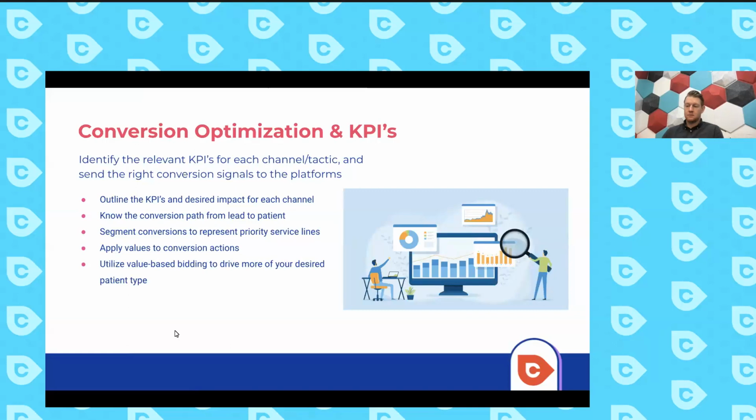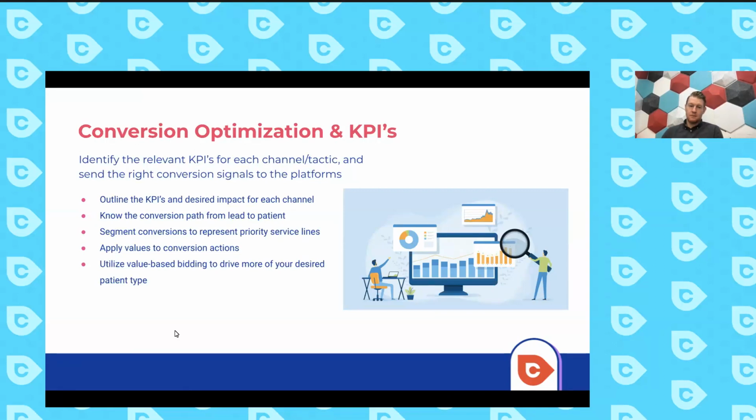Another thing we want to do is segment conversions to represent priority service lines. If we're able to say this is a conversion action that is, say, an injectable, or this one is a plastic surgery lead, then we can tell the system which is more valuable and assign values to these conversions and ask them to get more of these higher value patients.